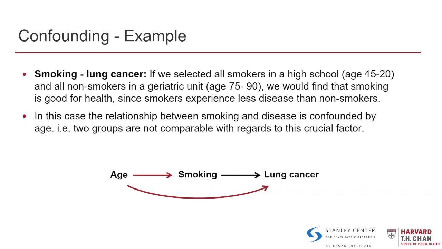The consequence in this case would be that the relationship between smoking and disease is confounded by age, because age is related with smoking, so it's related with the exposure. It is also related with the outcome. It's not in the causal pathway between our exposure of interest and our outcome of interest. Hence, it satisfies the criteria for confounding. And the two groups are not comparable with regards to this crucial third variable.